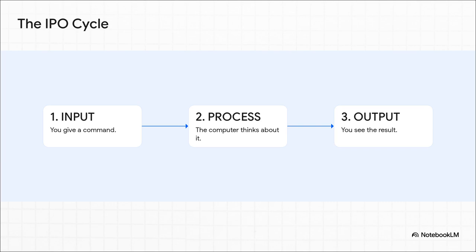And this is it. It's called the Input Process Output Cycle, or IPO for short. This is the fundamental secret of all computing. You tell it what to do, that's your input. The computer thinks about it, it crunches the numbers, that's the process. And then boom, it shows you what it did. That's the output. Simple, right? But this little cycle is the engine that drives literally everything.